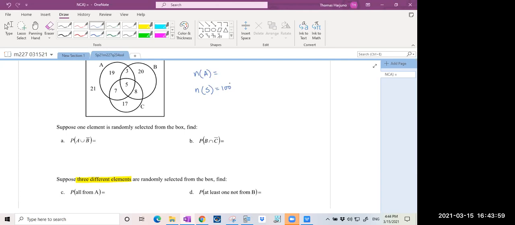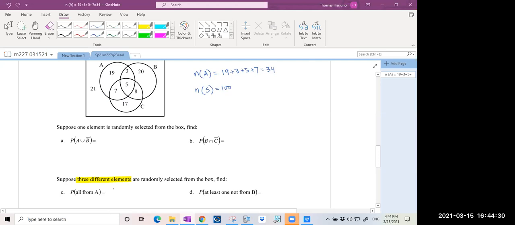How many? In A, refer to the 34. That's right, there are 34. So that's 19 plus 3 plus 5 plus 7. There are 34. Now then, what is the probability that all 3 different elements are from A?